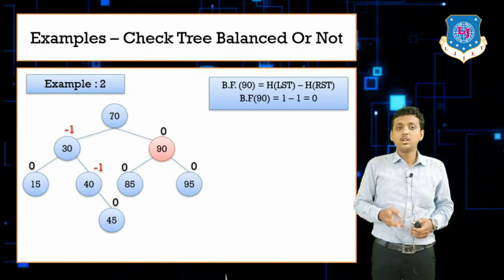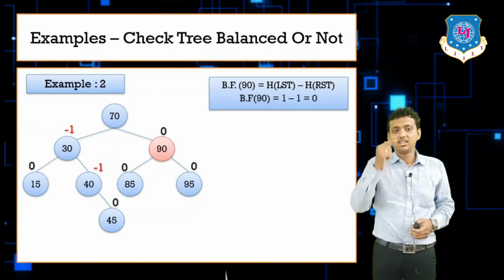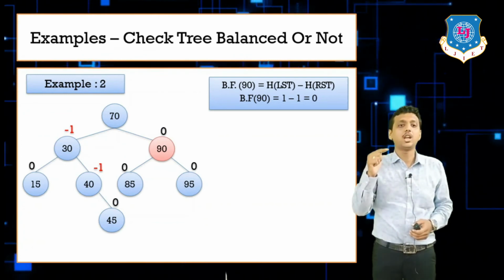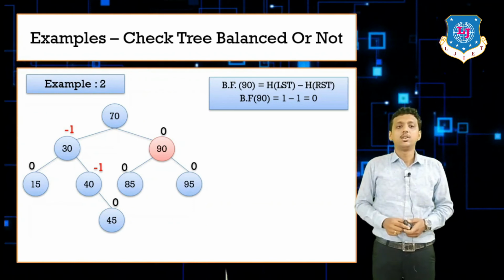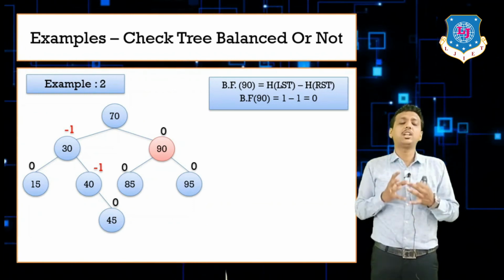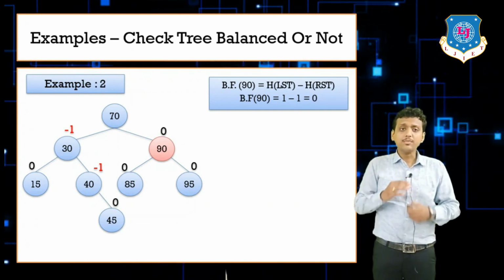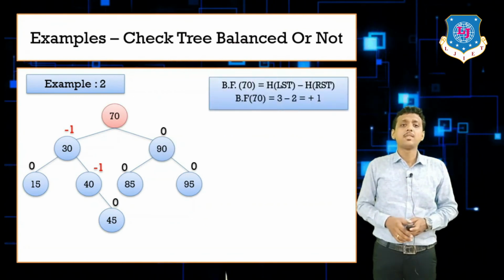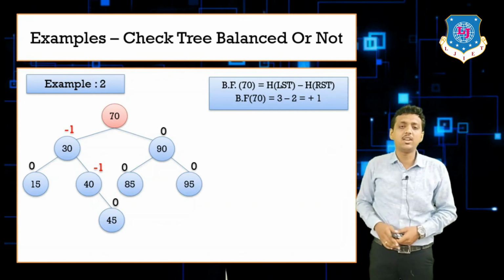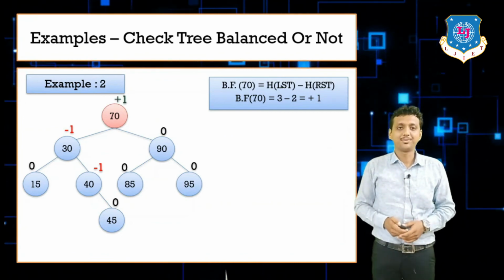Sir, how? Because students, there are three levels: one level of 30, second level of 15 and 40, and third level of 45. So due to three levels, the height of the left subtree is 3. Now what is the height of the right subtree? The height of the right subtree is 2, because 90 is at one level, and 85 and 95 at another level. So the balancing factor for node 70 is plus 1.